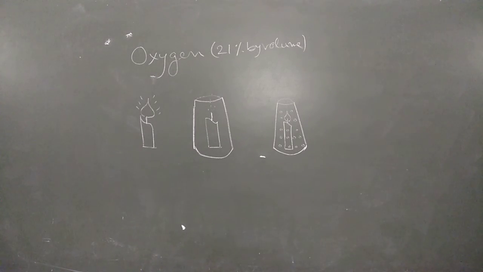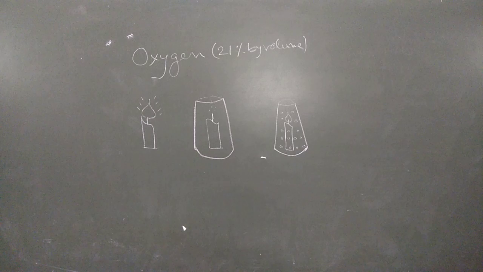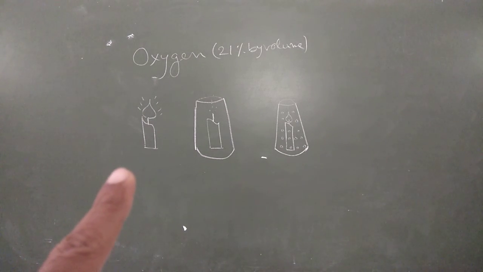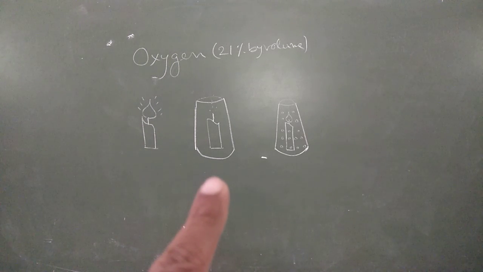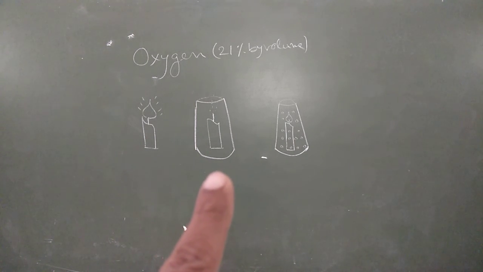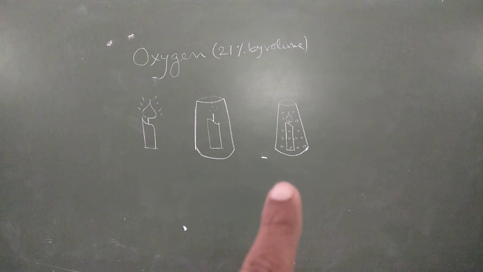Hello students. Now on the board you can easily observe that there are 3 figures. In one figure there is a burning candle. My drawing is not too good, so please adjust. In the second there is a candle which is not burning, and a glass is inverted above the candle. In the third we again have a burning candle, but a glass with holes inverted over it.